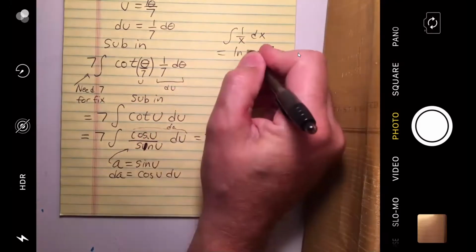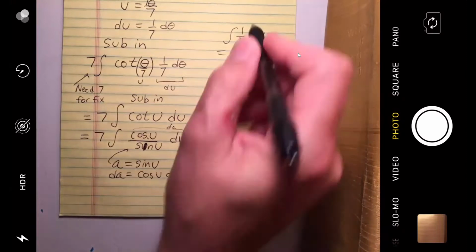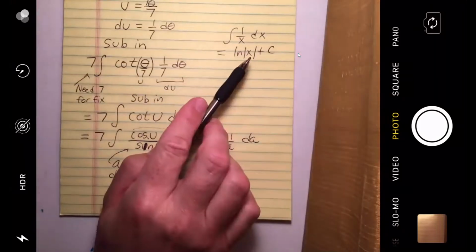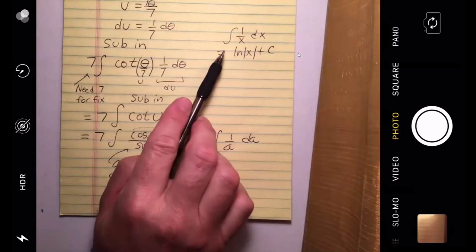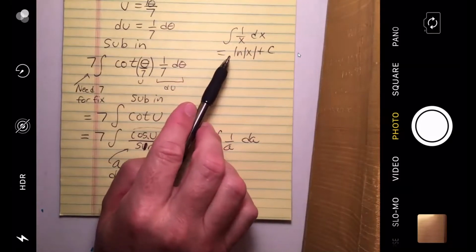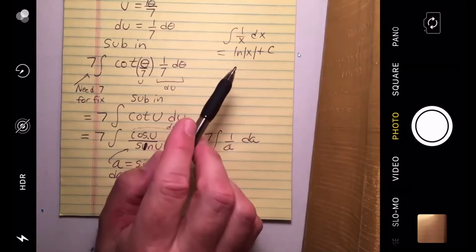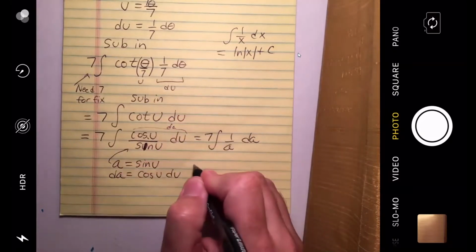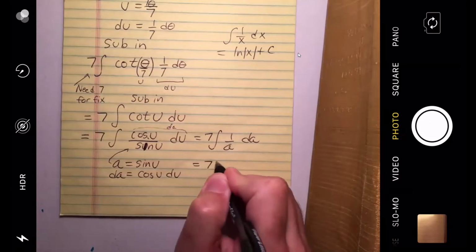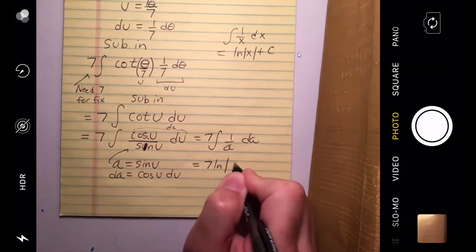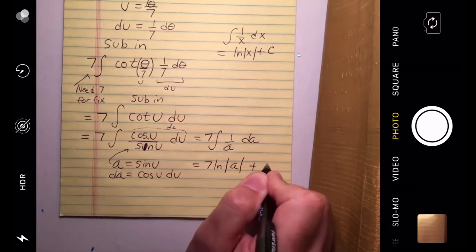A lot of times you will see the x in absolute value. That's just because you can only put positive numbers into a log. That's why they show that. I'm a little slack about it. Sometimes I put them in, sometimes I don't. I won't mark you wrong if you don't put it in. So this works out as a 7 natural log of an absolute value of A plus C.